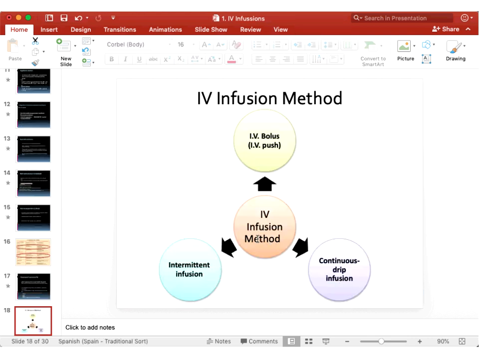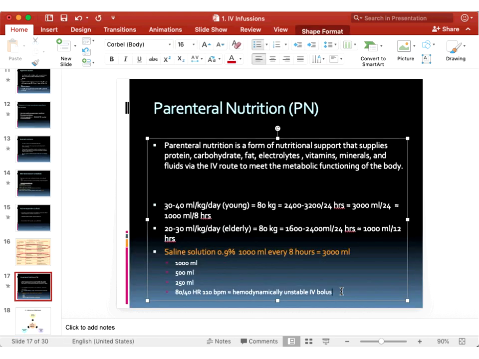So we have methods: intermittent infusion or continuous drip, or what I just told you, an IV push or an IV bolus. Bolus means you're going to infuse it as fast as you can. So in this case, let's go back again: you have a normal young individual that ate Chinese food and has been vomiting and has diarrhea, and you find him with these vital signs. First question, what kind of solution would you infuse this patient?